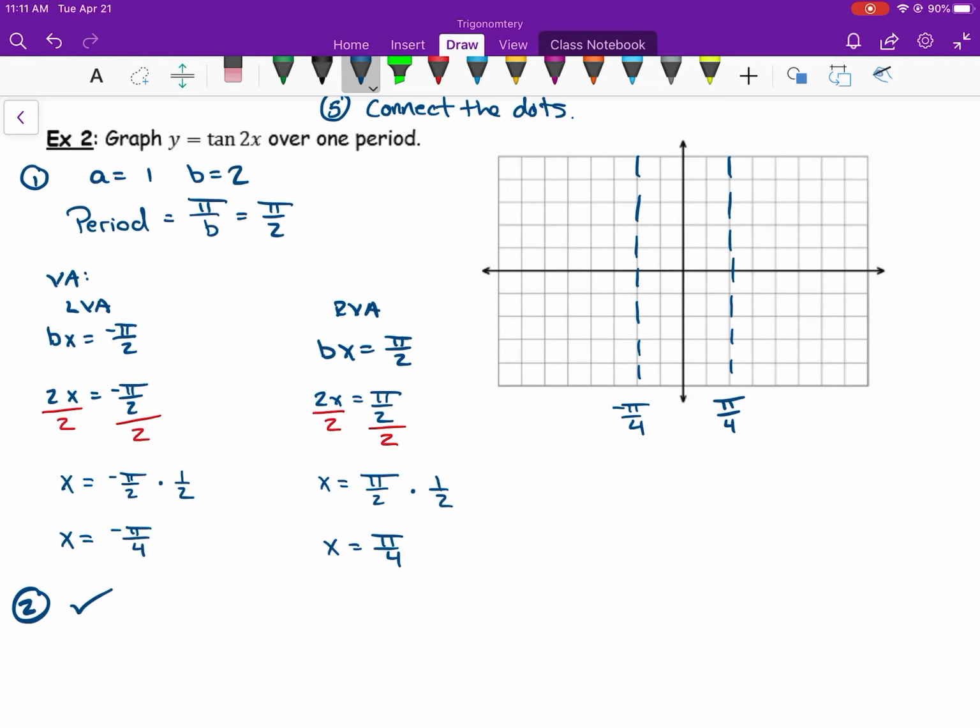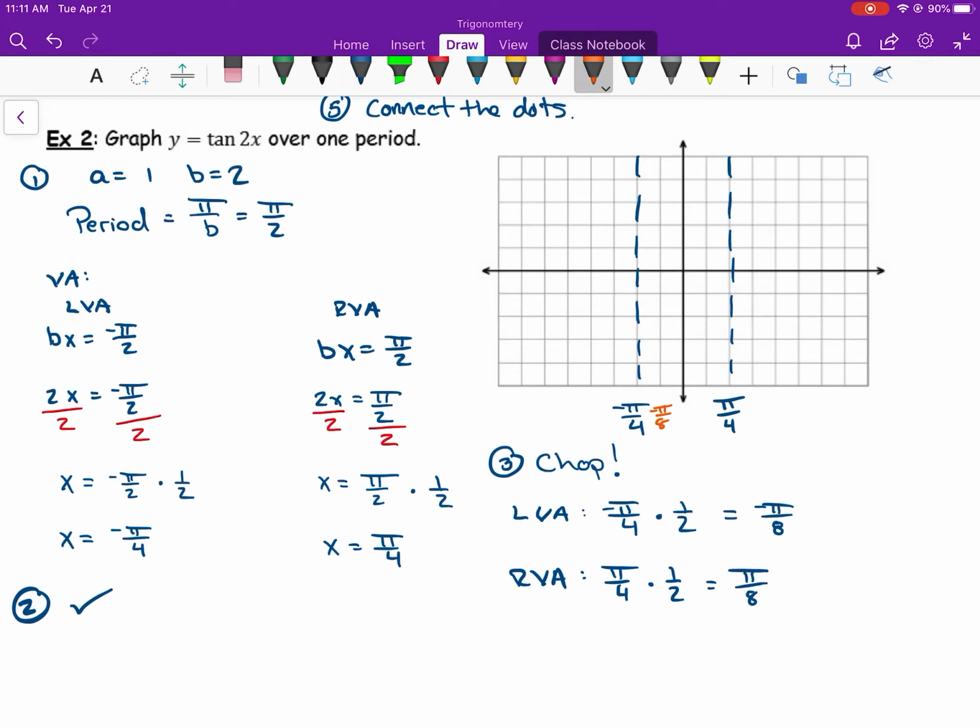Now we're going to move on to our chopping step. So step 3 is the chop. So let's chop these. So left vertical asymptote, negative pi over 4, multiply by 1/2. Negative pi over 8. So I'll just put that in there, negative pi over 8. Right vertical asymptote, pi over 4, cut it in half, equals positive pi over 8.